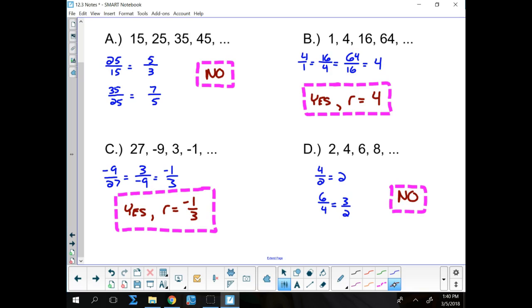Yep. Okay. When we get later on in this chapter, I'm just going to throw a sequence out there. I'm going to say, is it arithmetic? Is it geometric? If so, find this. And so you're going to have to determine, because they have different formulas for each one.